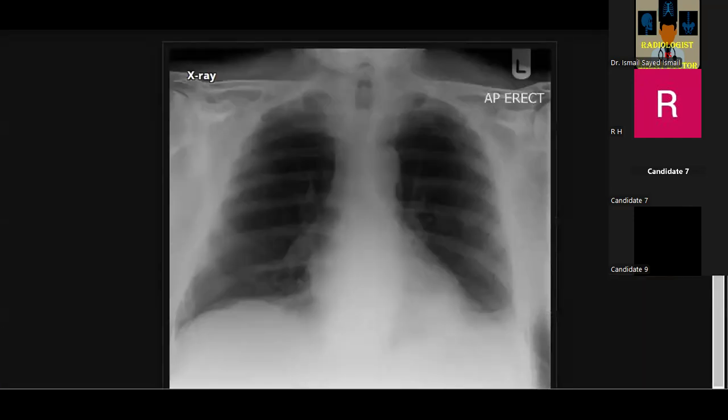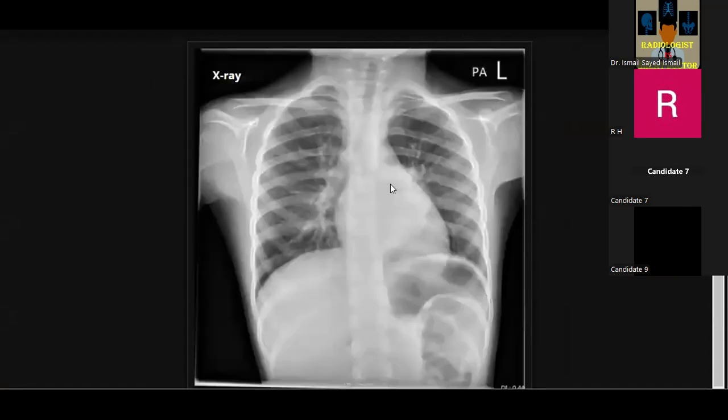Remember, the mimickers of these lesions may be of pulmonary origin. Here, it is not adjacent to the paraspinal line, but it is well defined, so it is a mass. Here, it's adjacent to the spine, but it is ill-defined, so it's consolidation or edema. Okay, I will stop this video here to be part one.